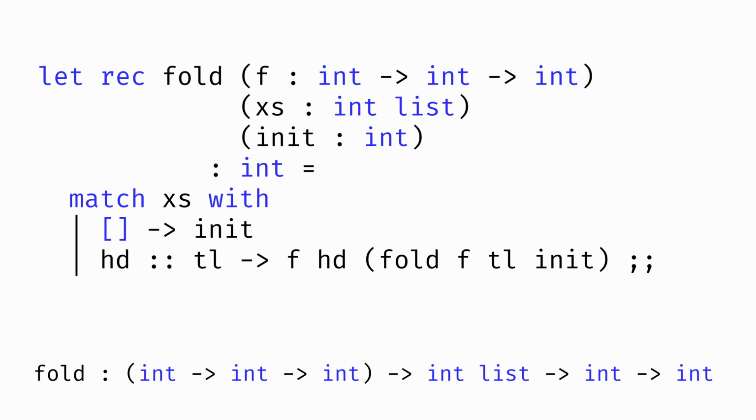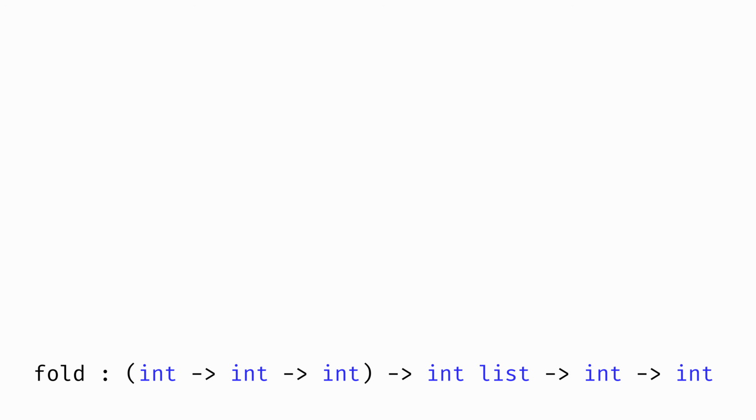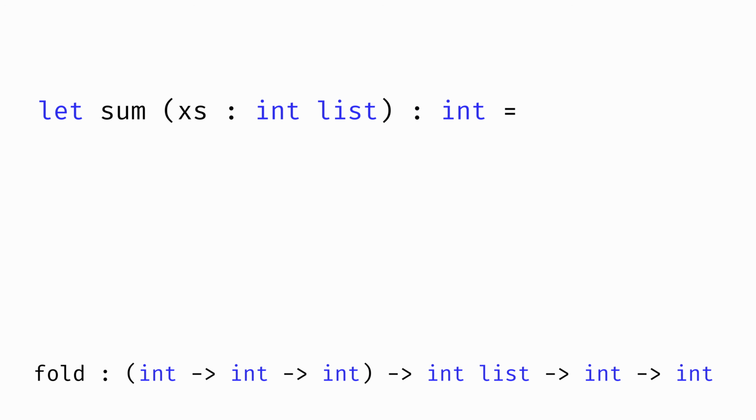Looking at that type helps us figure out how to use the function. We can define the sum function using fold. First, we need to provide fold with a function, so we'll use a function that adds 2 numbers together. We could write the whole function out ourselves, but remember that the addition operator can be treated as a function if we wrap it in parentheses, so that lets us be a little more concise. Then we need the list to process, and finally we need the initial value for the accumulator, which is 0.